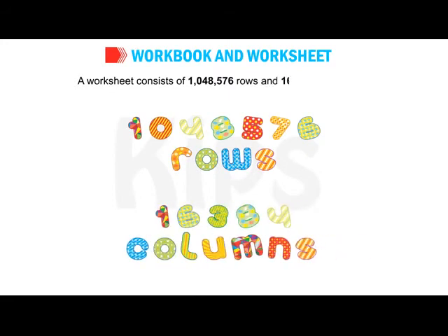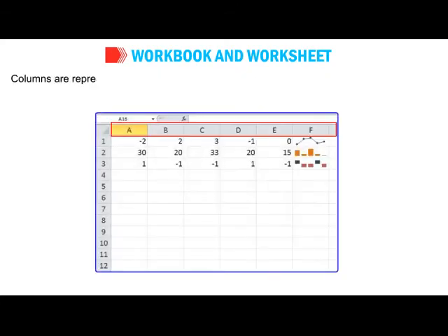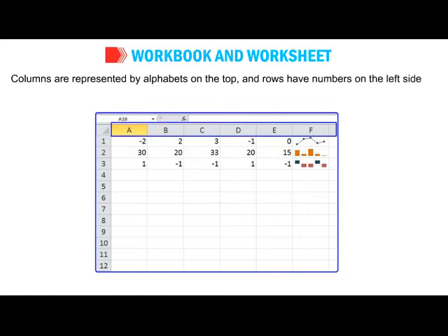1,048,576 rows and 16,384 columns. Columns are represented by alphabets on the top and rows have numbers on the left side of the worksheet. Okay, now let us take a quick view.